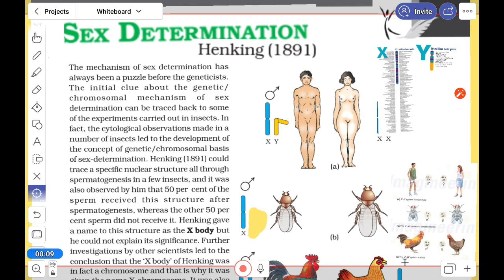Now, sex determination. In lower classes you have learned that it is the establishment of male and female individuals, or male and female organs of an individual. This is called sex determination. Then how can we determine it? Here is the chromosomal way of determination.